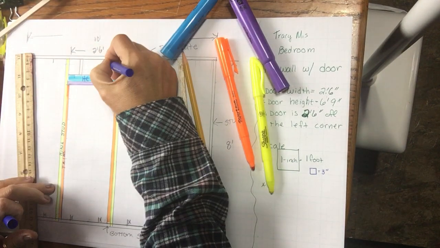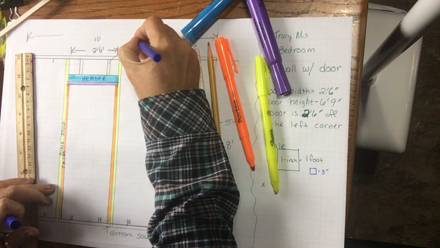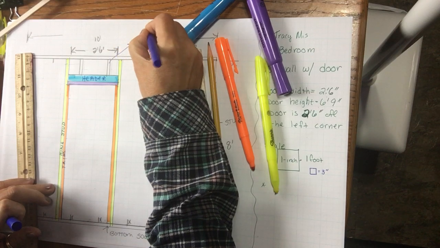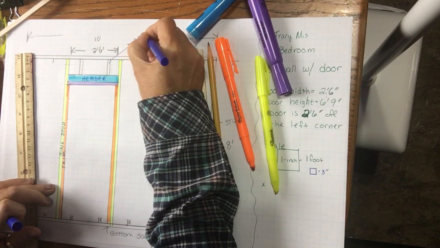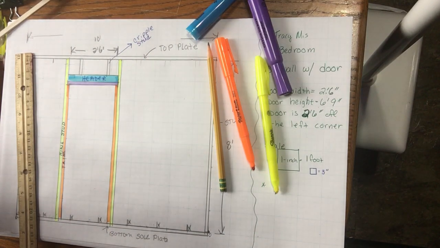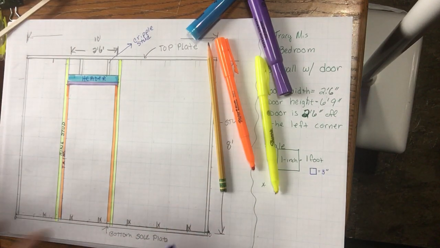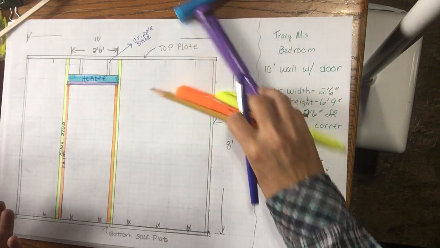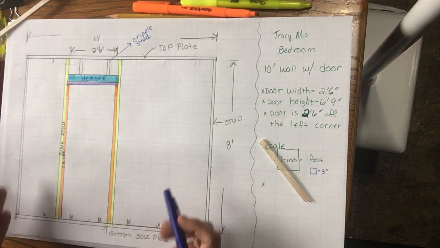So I'm going to just draw an arrow. Cripple, C-R-I-P-P-L-E, stud. So these are short studs. That's all they are. They're short studs. And now the easy part, you just put in the rest of your studs. That was the most complicated part.